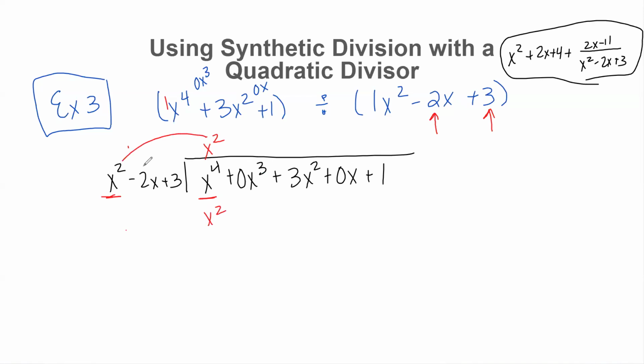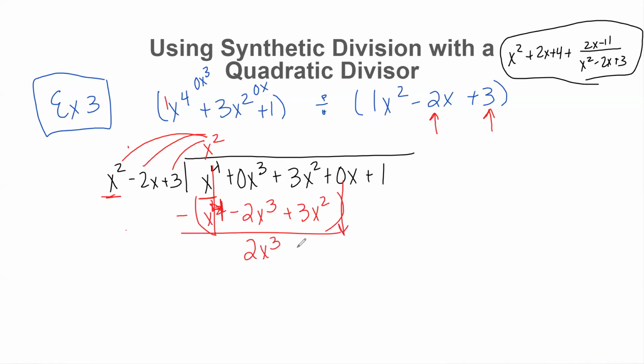Distribute, distribute, distribute. Subtract. This, oh, this is a 4. This cancels. 0 minus minus would turn to plus. 3 minus, okay, that cancels and drop down. So I'm going to say 0x squared, 0x.